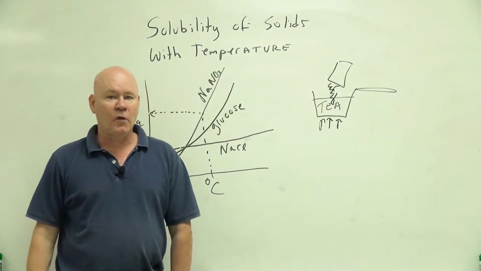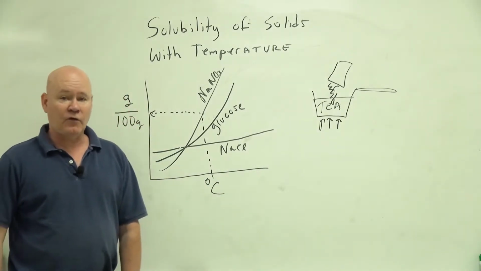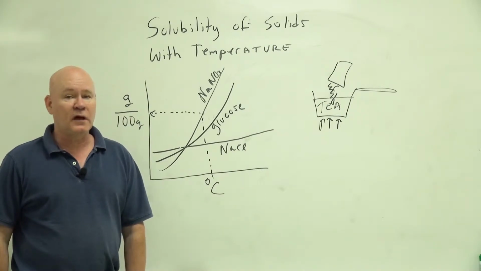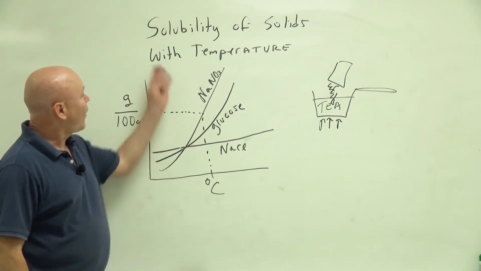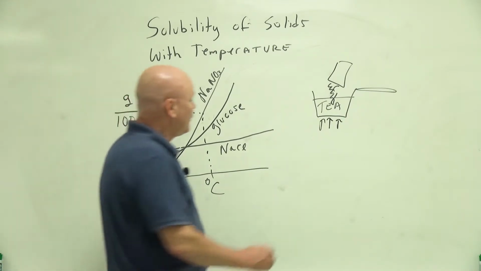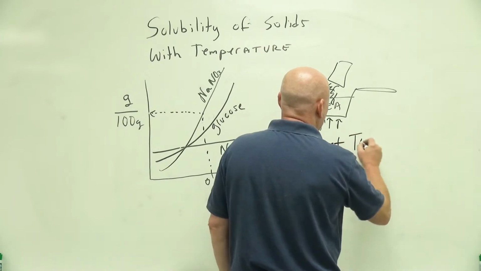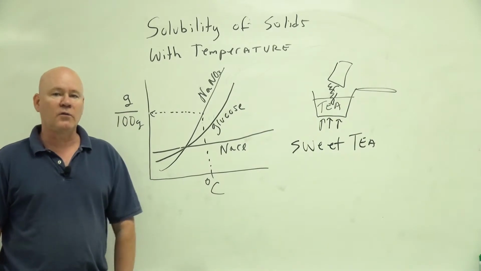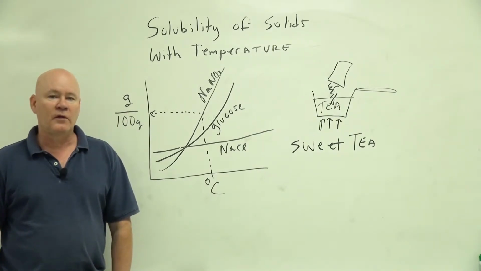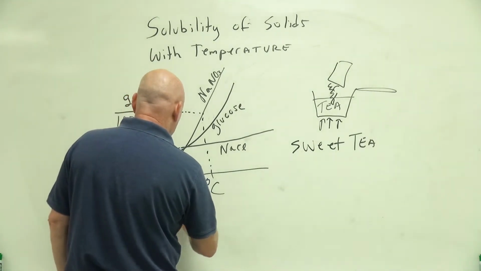So you can tell from your own experience, if you've ever made tea, that the solubility of the sugar as it's dissolved in the water goes up with temperature. It is a lot easier to get that sugar to dissolve in sweet tea when it's hot than when it's cold. So when you're thinking about solubility of solids with temperature, it's good to think about sweet tea. And what happens when you're making sweet tea and you're stirring sugar into the sweet tea? The solubility goes up with temperature. So solubility of solids goes up with temperature.